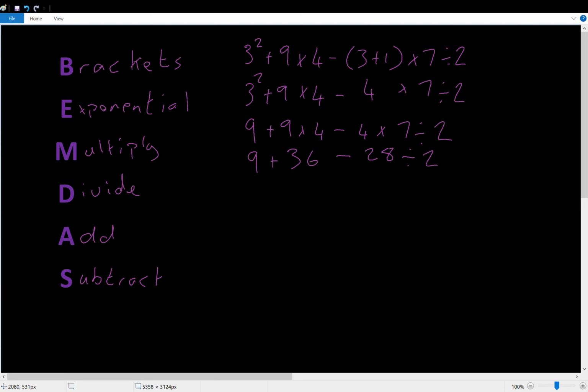So after we've done our multiply, next up is our divide. So 9 plus 36, that doesn't change. Our minus won't change, but 28 divided by 2, that's 14. That does change something there.